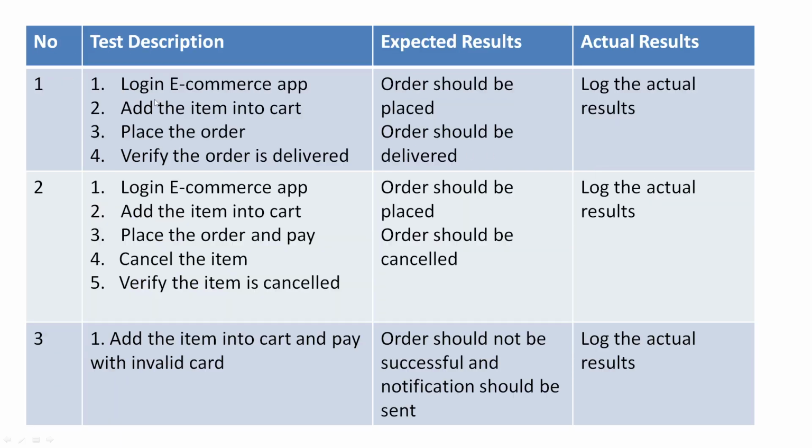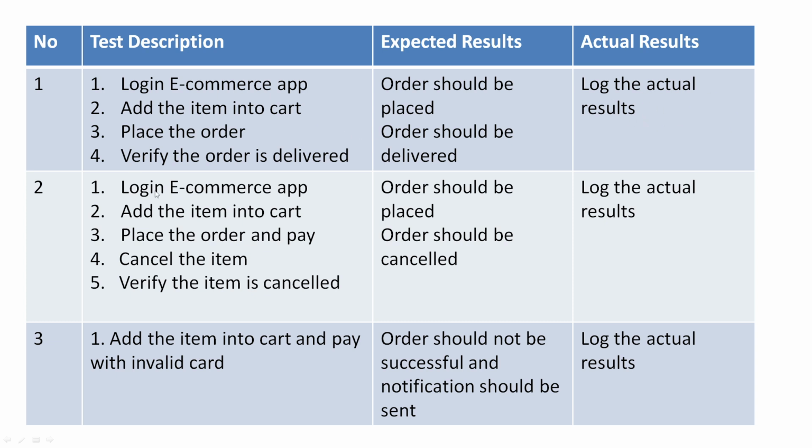First, ordered: I'm placing the order, then payment is done and it is delivered. As soon as it is delivered, the order should have been placed and the order should be delivered, and it should be successful. An order should be marked as closed. It's not shown here, but the order will be closed, that's the expected result. And what is the actual result? You can log the results.